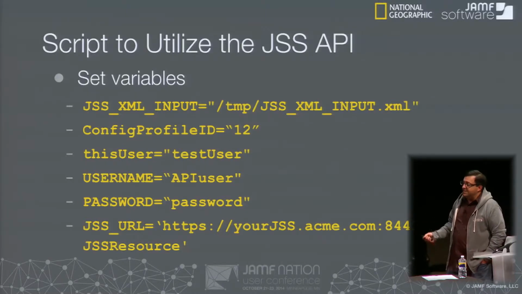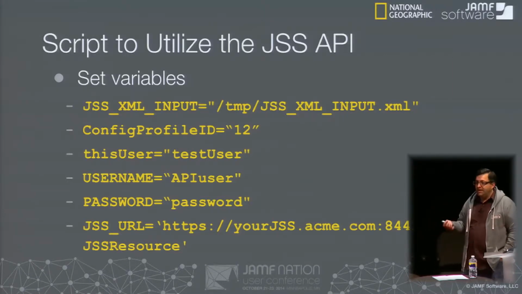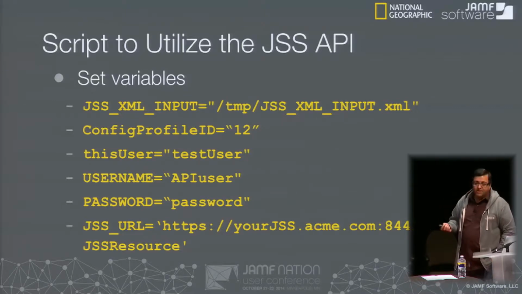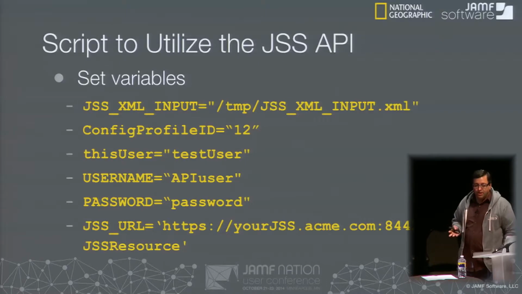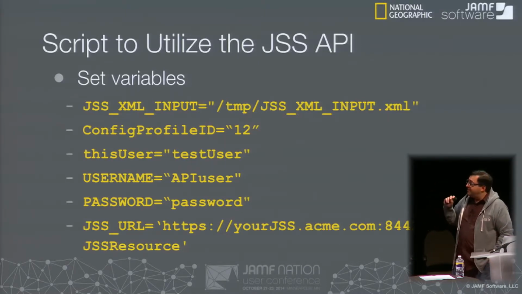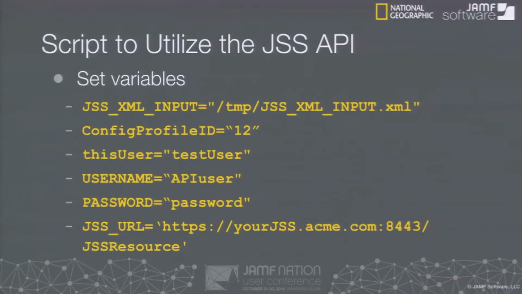This next username and password is a local JSS account that has read and write capabilities for the API for mobile config profile. Depending on what you want to do with the API, I highly recommend having a limited user that has just enough permissions to do what you need to do. And then the JSS URL that you use to talk to the API. So it's your URL for your JSS /JSS resource.